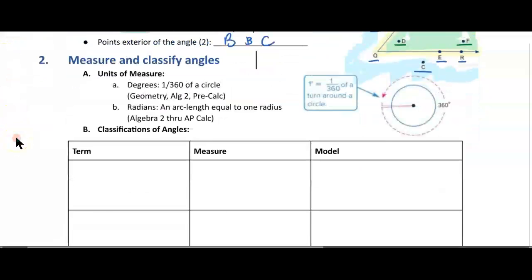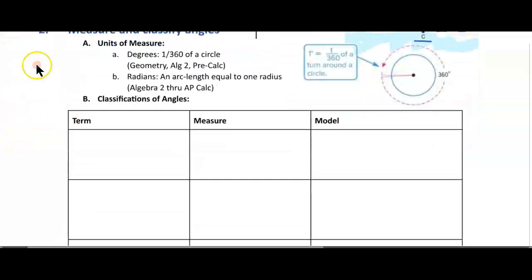Okay, then we're going to look at the measure and classification of angles. So when we measure angles, there are actually 2 ways to measure angles, primarily. One is in degrees, and this is what we're going to use in geometry. You will use these in Algebra 2 and Pre-Calculus to some degree. In Algebra 2 or Pre-Calculus, you'll be introduced to radians. Radians is an arc length equal to 1 radius. We're not going to go into detail with this. We're not going to use it at all in geometry, but I just want you to know there is another type of measure coming up in the future.